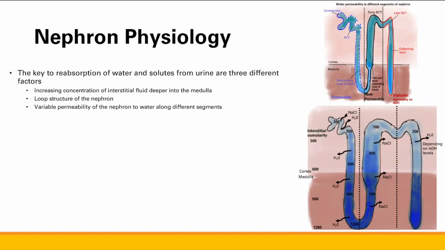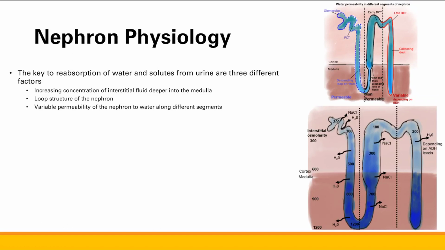So now let's take a really close look at the nephrons, which, remember, were the functional unit of the kidney. And the nephrons are responsible for reabsorption and secretion of water and different solutes. There are three characteristics of the nephron that are very important to help make this reabsorption of water and solute happen.